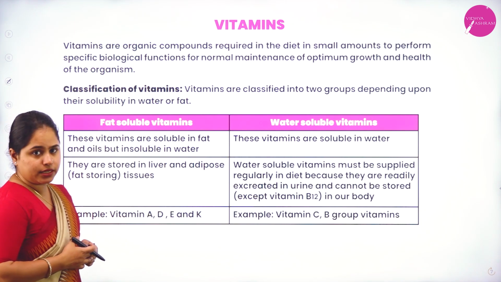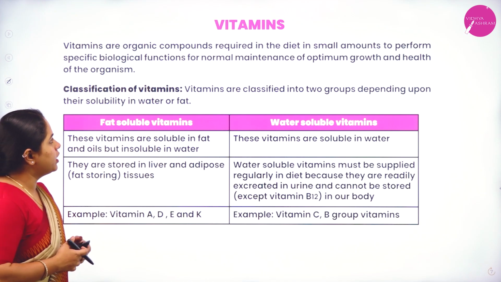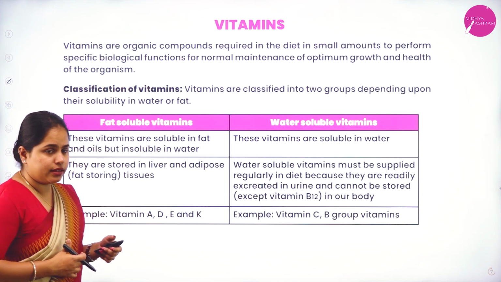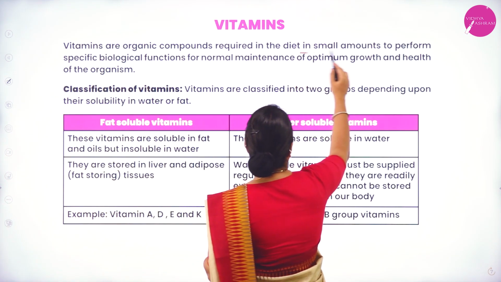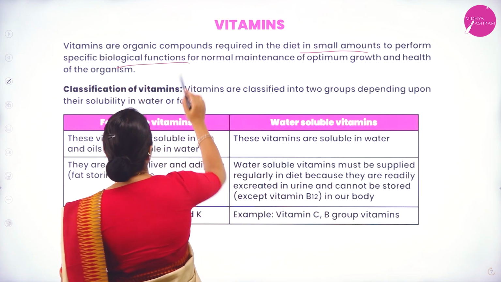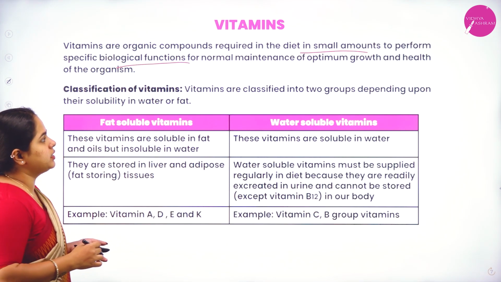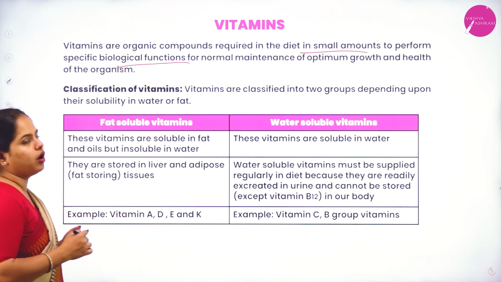Moving on to vitamins. Vitamins are organic compounds required in the diet. They are required in small amounts to perform specific biological functions for normal maintenance of optimum growth and health of the organism.